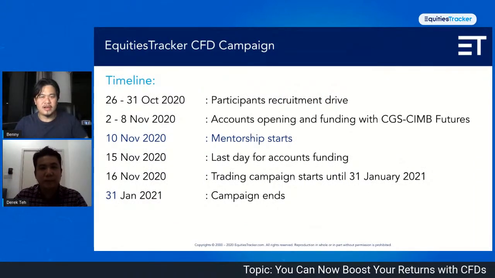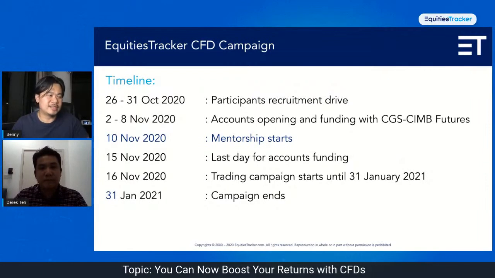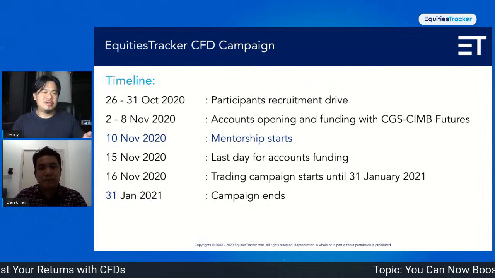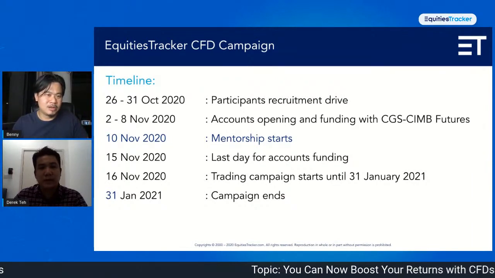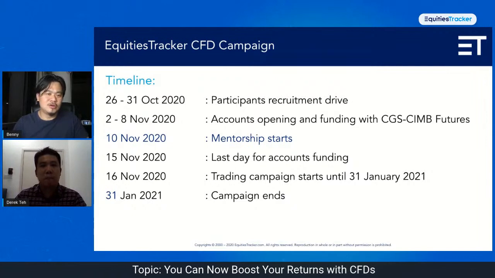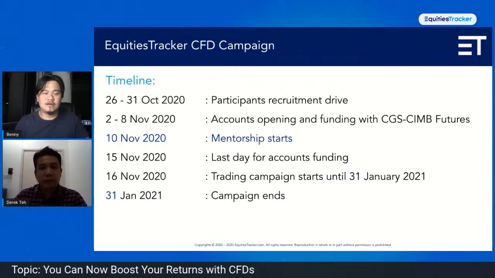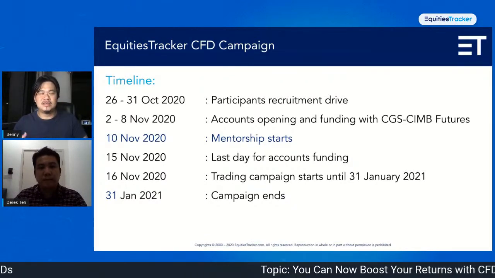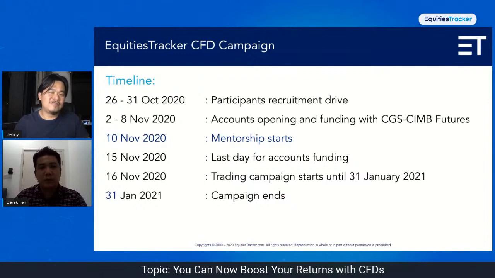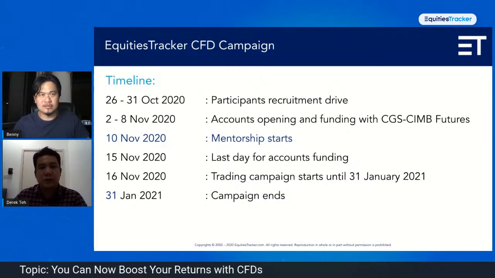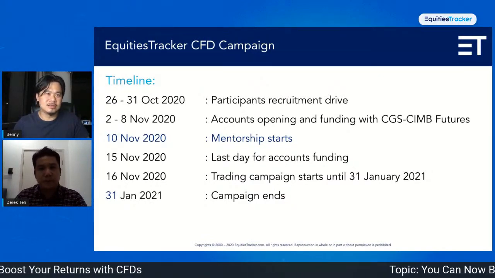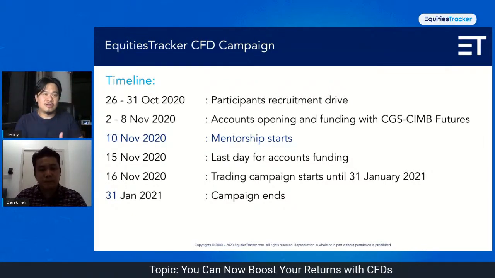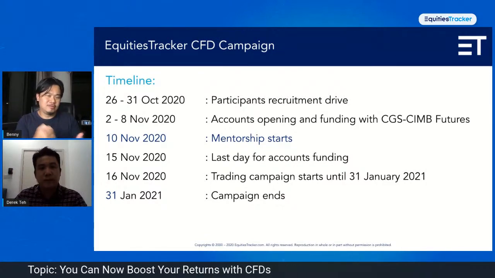So this is a timeline basically that we have for this campaign. This whole week it will be the recruitment drive. We will also extend this to all our clients, to all our subscribers, even though they are not here online. Until the 31st of October, we will decide who's going to be the 20 participants. After that, once you are selected, the following week is about opening of accounts. If you do not have a CGS-CIMB account, this is where you need to fill up the account opening form and the self-declaration form for sophisticated investors and whatnot.